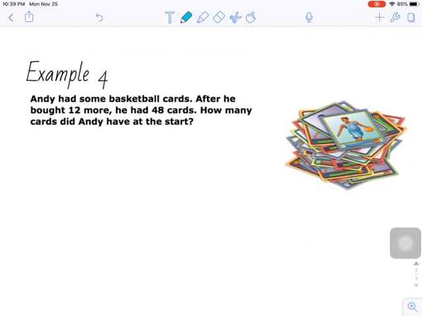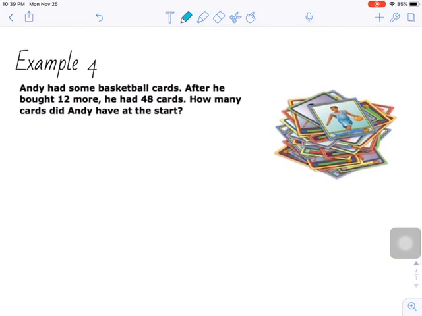All right, last example for today. Example 4, Andy had some baseball cards. Again, that word some, hint, we're going to use a variable for that. We can use anything. I'm going to put X. Andy had some amount of baseball cards. After he bought 12 more, he had 48. How many cards did Andy have at the start?